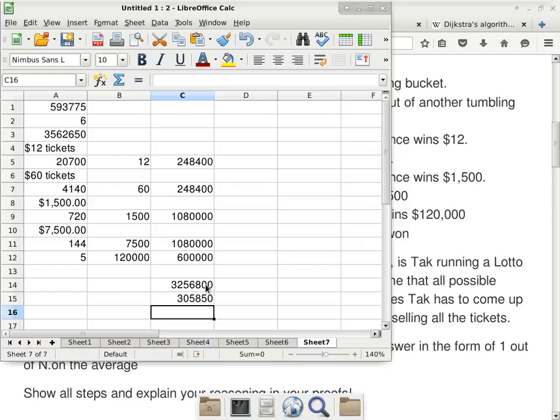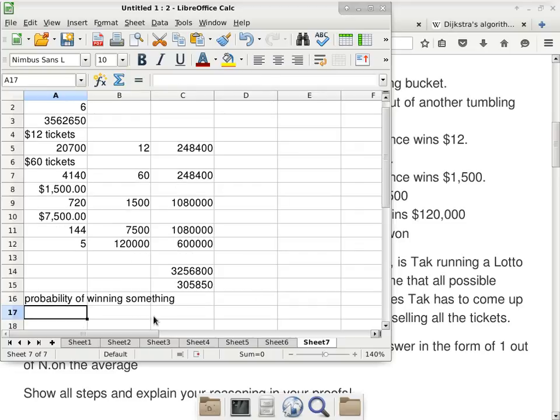Oh, well, let's figure that out. So what is the probability of actually winning something? That is going to be this number. Let me just write it here: the probability of winning something, anything. I'm going to use an equation here. Can you do that with just symbols?